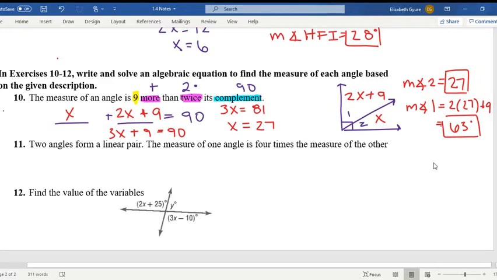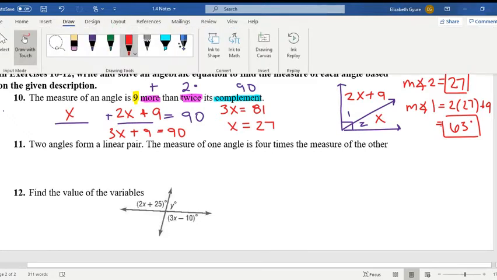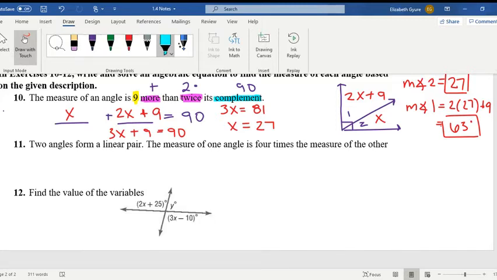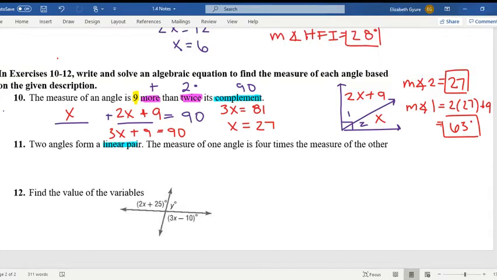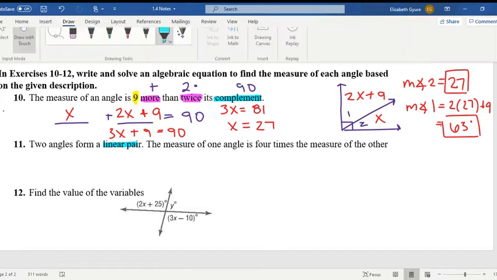The measure of one angle is 4 times the measure of the other. So again, let's look at some important information here. First of all, it tells you straight off the bat that you have two angles. And these two angles form a linear pair. So think about our vocab today. Linear pairs look something like this.